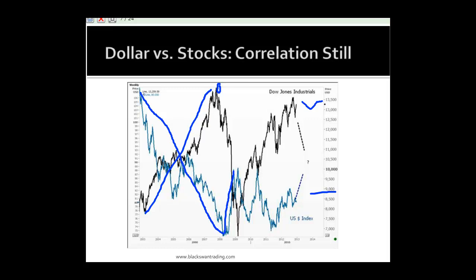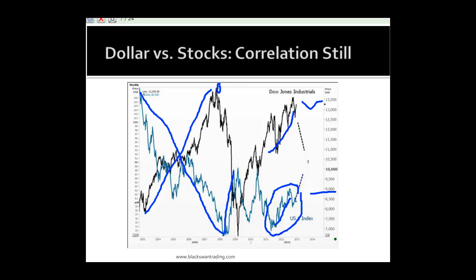So the point here is that we've seen a pretty direct correlation in risk assets, risk on, and the U.S. dollar falling. But of late, what's interesting, we're starting to see a little bit of change if you look longer term in this correlation. We've seen the U.S. dollar rallying and the U.S. stock market rallying at the same time.